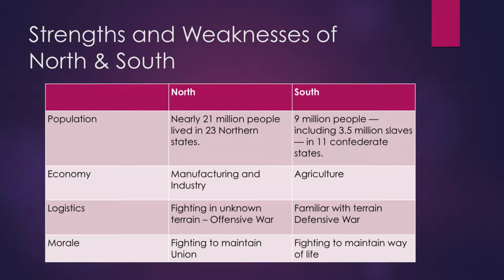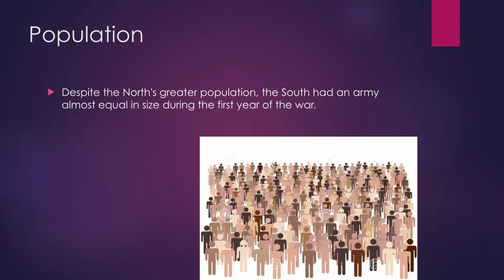Logistics: some would argue there is an advantage for the South, because a lot of the battles will happen in Southern territory, in the Confederacy. And the morale between Northern soldiers and Southern soldiers can be kind of a draw. The Union soldier may be fighting for maintaining the Union, as opposed to a Southern soldier fighting to maintain their way of life. Now, I mentioned the North had an advantage regarding population, but despite the North's greater population, the South, the Confederacy, had an army almost equal in size to the Union's during the first year of the war.